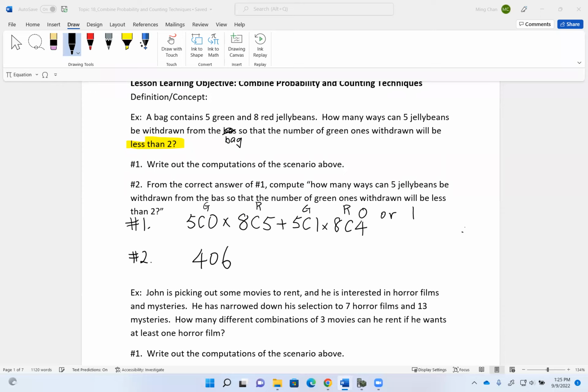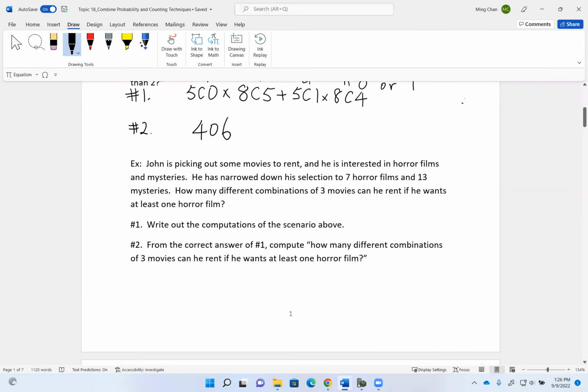Let's try another one. John is picking out some movies to rent, and he is interested in horror films and mysteries. So I got 2 types. He has narrowed down his selection to 7 horror films and 13 mysteries.